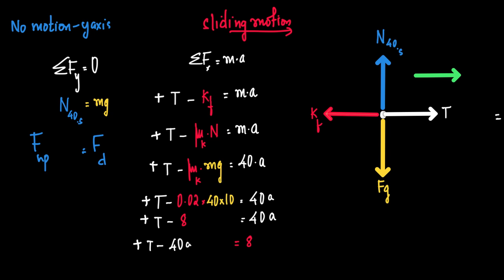So what is kinetic friction? Kinetic friction is mu k into N. What is N? From this equation, N is mg. What is mg? Mg is 40 into 10. So 40 into 10 into 0.02, what we get is 8. So I'll transpose negative 8 to the RHS. So we have T minus 40a is equal to 8.